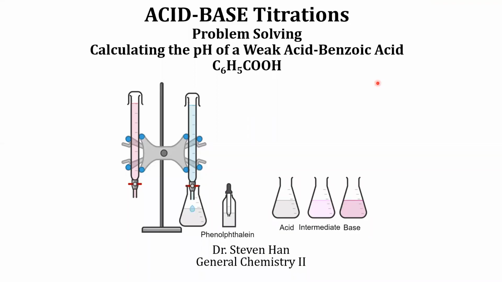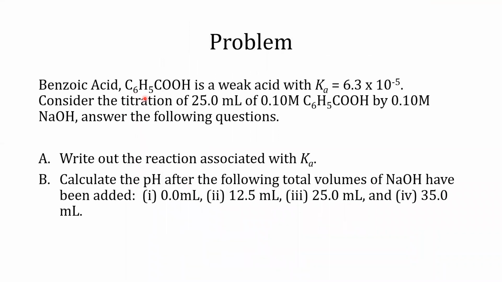This lesson is on solving for the pH of an acid-base titration involving a weak acid, C6H5COOH, or benzoic acid. Benzoic acid, C6H5COOH, is a weak acid with Ka equaling 6.3 times 10 to the minus 5. Consider a titration of 25 mL of 0.10 M C6H5COOH by 0.10 M NaOH. Answer the following questions. A.